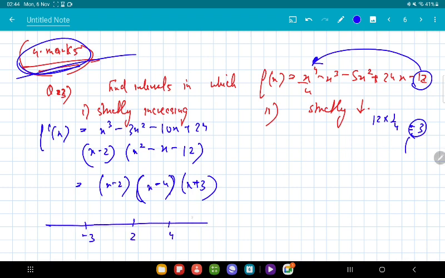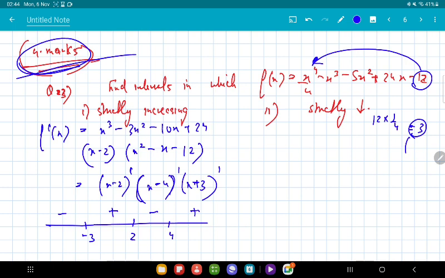-3, 2, 4. Put any number greater than 4. You can check the f dash of x become negative or positive. So here this is how it will be: positive, negative, positive, negative. As the powers are also odd, positive will change into negative, negative will change into positive, positive will change into negative.